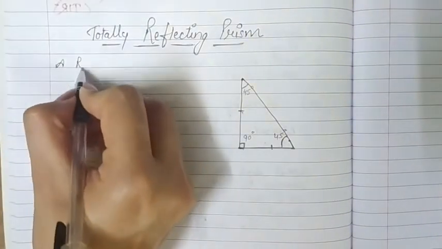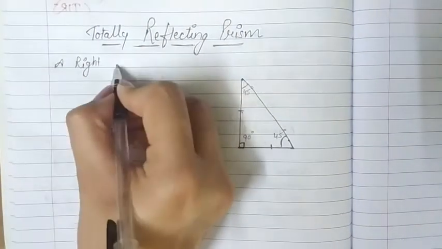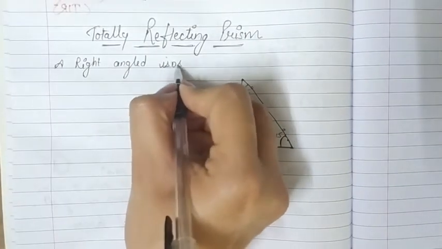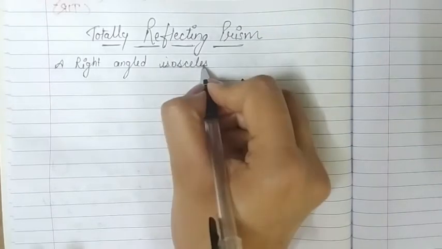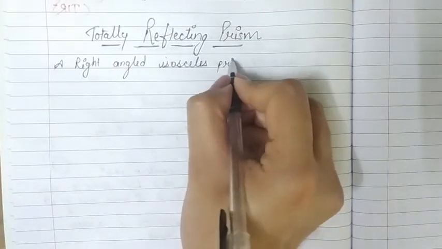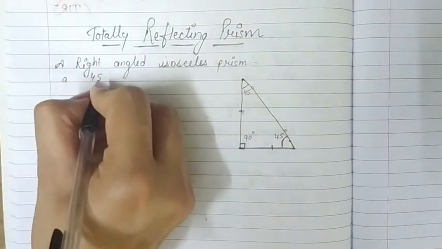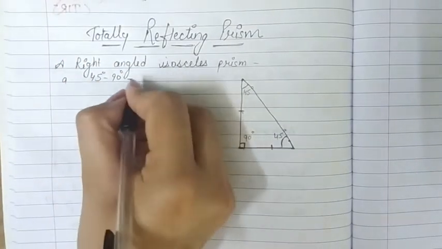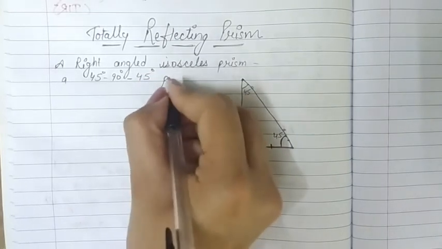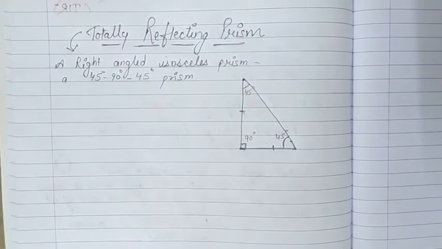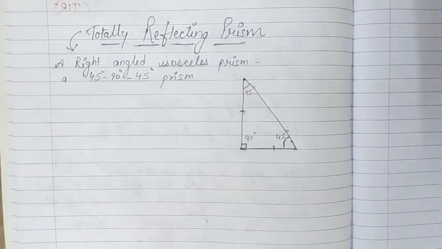Right angled isosceles prism, or we can write it as a 45 degree, 90 degree, 45 degree prism is called a totally reflecting prism. This is the formation of a totally reflecting prism.